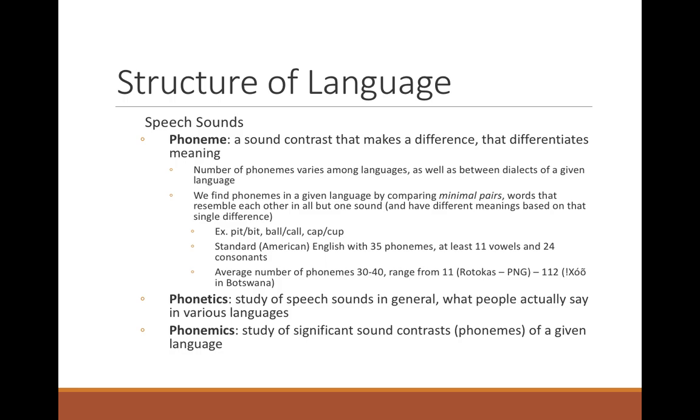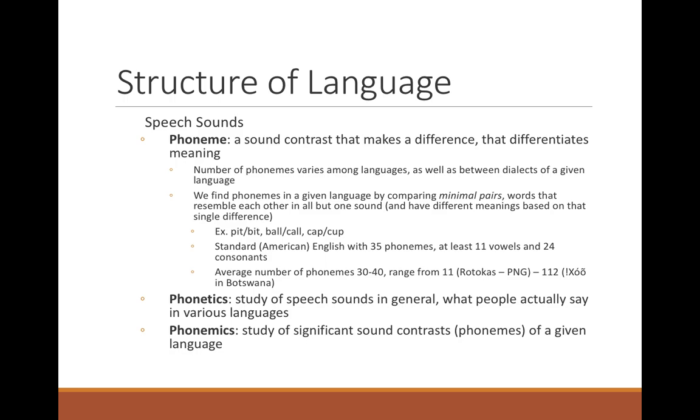So Standard American English has 35 phonemes. 11 of these are vowels, 24 of these are consonants. When we think about the sounds that our consonants make, remember that some of them make similar sounds. For example, C and K can both produce a hard k sound. C and S can both produce a soft s sound. So this is how we determine what sound distinctions are present in languages. The average number of phonemes in languages varies from about 30 to 40. There is a huge range, however.